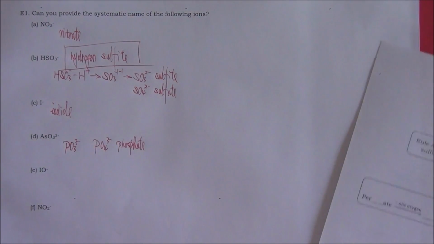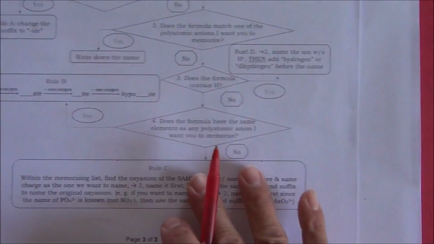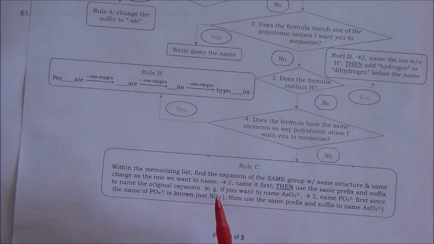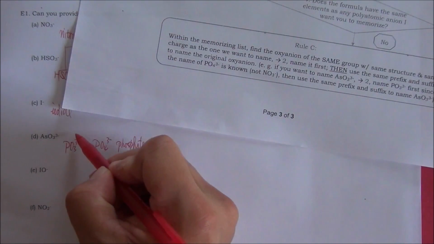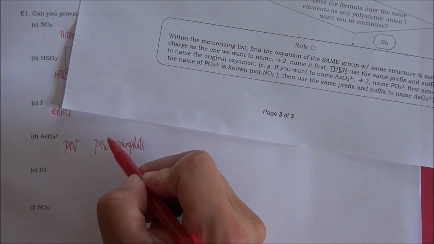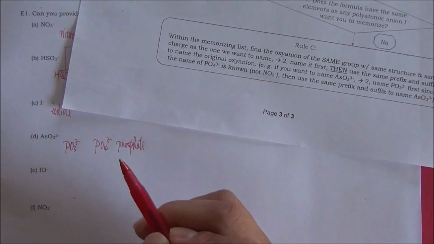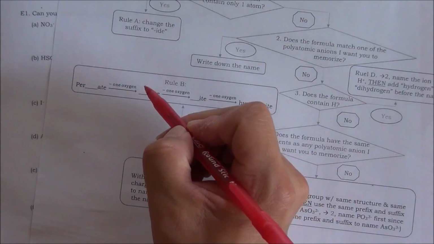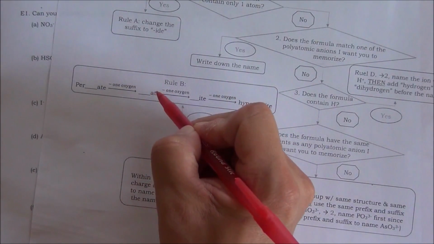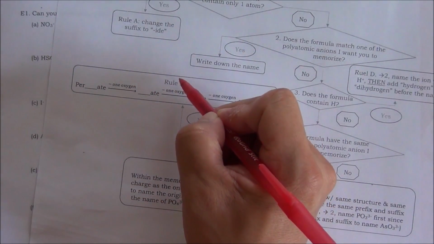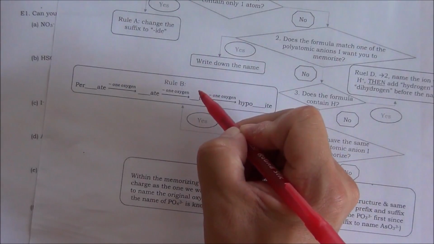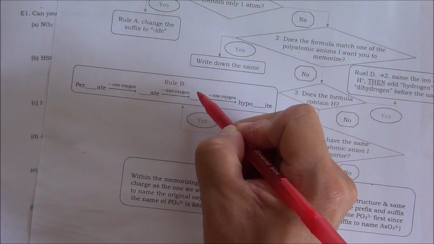Well, let's go back to the flowchart. We need to follow this rule to name PO3, 3 minus. Well, we already did this once. PO3, 3 minus has one less oxygen atom than PO4, 3 minus. PO4, 3 minus has the name of phosphate. It has suffix ATE, no prefix. If we take away one oxygen atom, we will change the suffix to ITE. Therefore, the name will be phosphite.